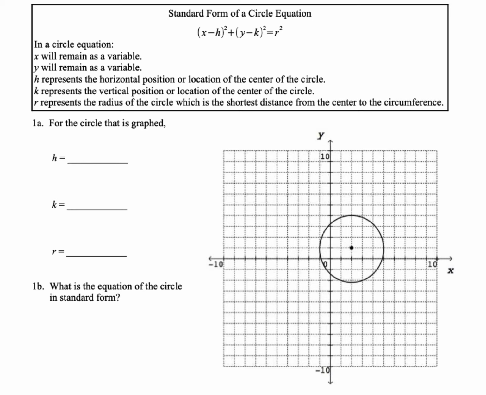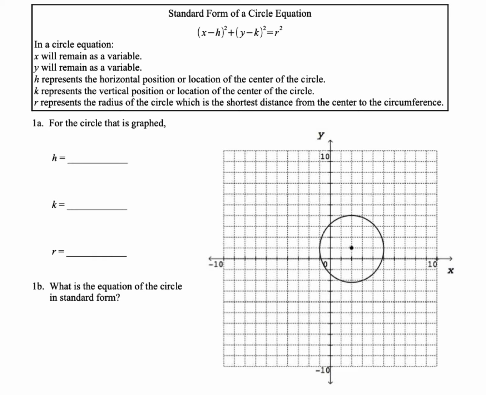The standard form of a circle equation is given at the top of the page. It is (x minus h) squared plus (y minus k) squared equals r squared, where h represents the horizontal position or location of the center of the circle, k represents the vertical position of the center of the circle, and r represents the radius of the circle.